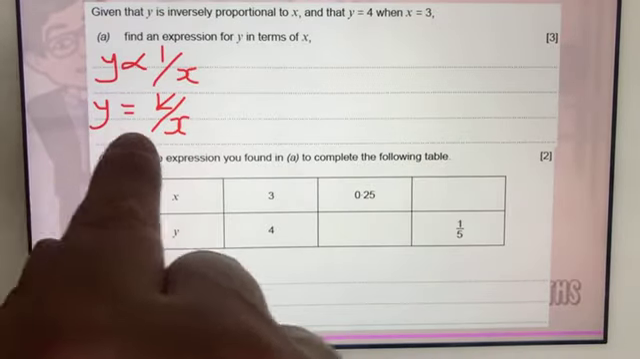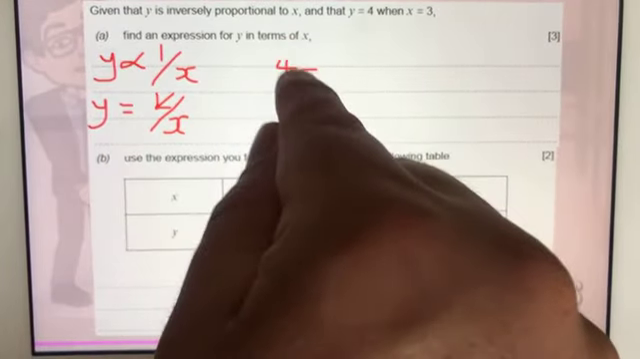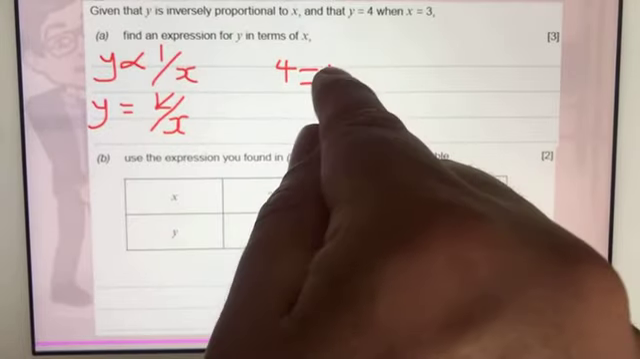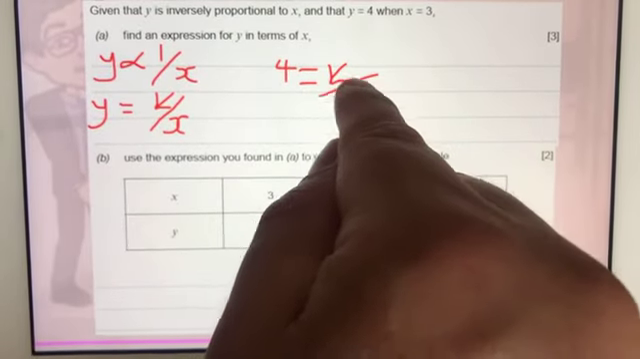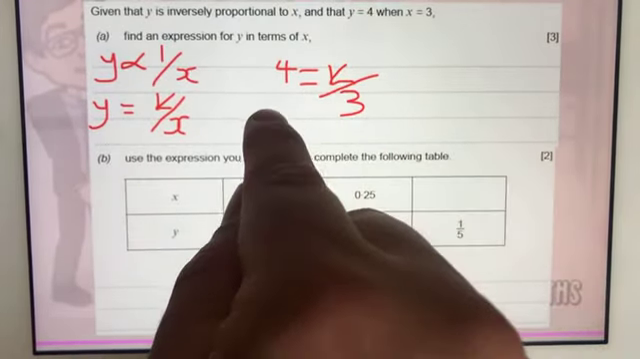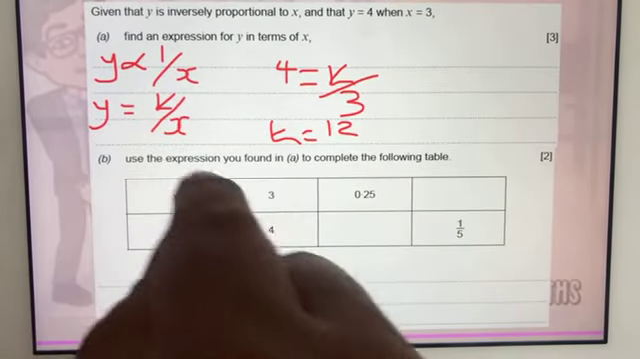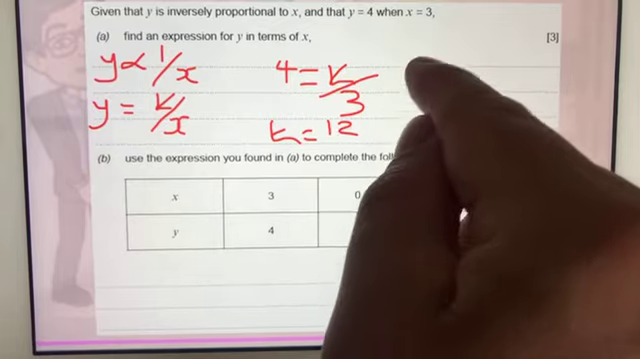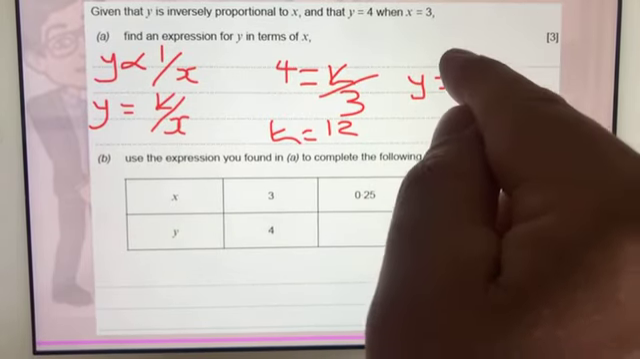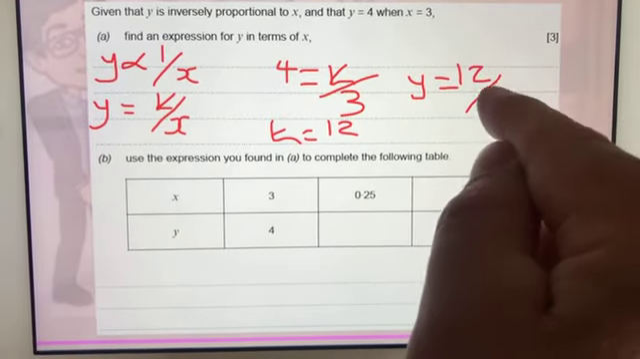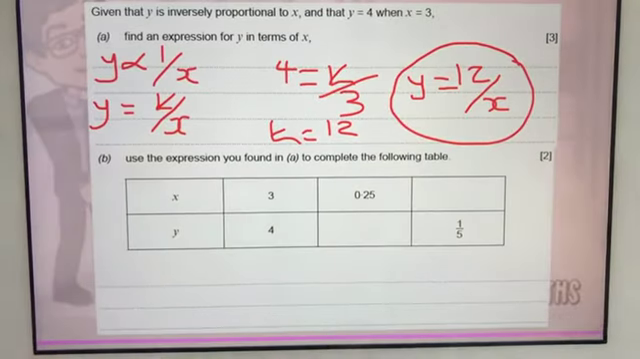I know y is 4, so 4 equals k over 3. Times through by 3, that means k would be 12. So my expression, y in terms of x, is going to be y equals 12 over x. That's my expression for 3 marks to start us off. I think this is off one of the recent GCSE papers as well. y equals 12 over x.